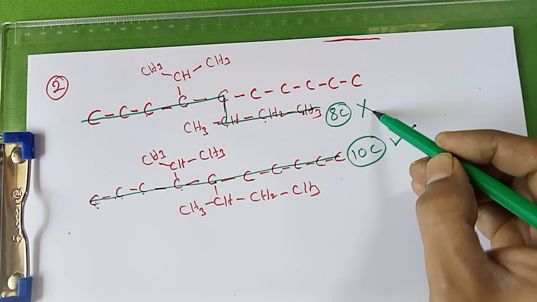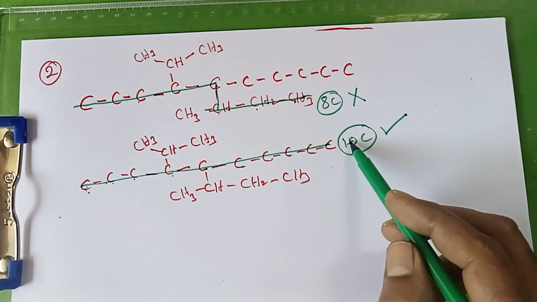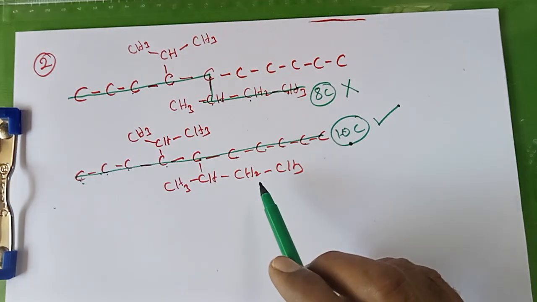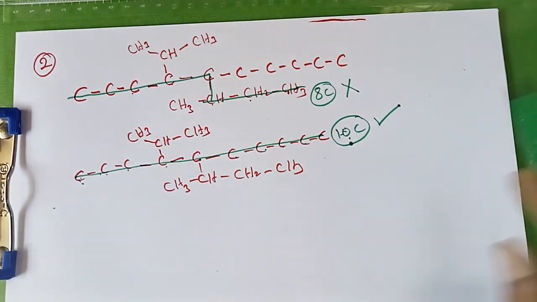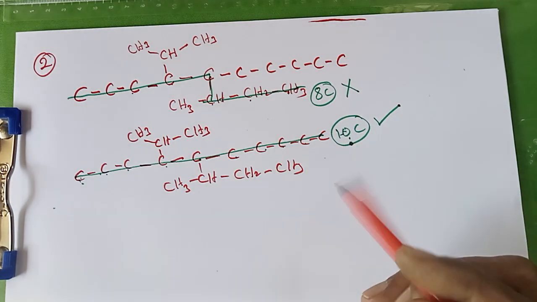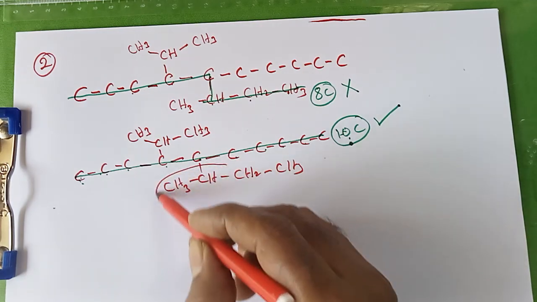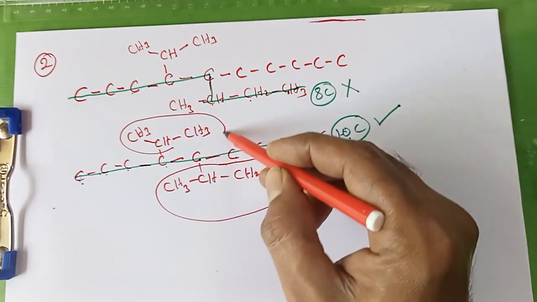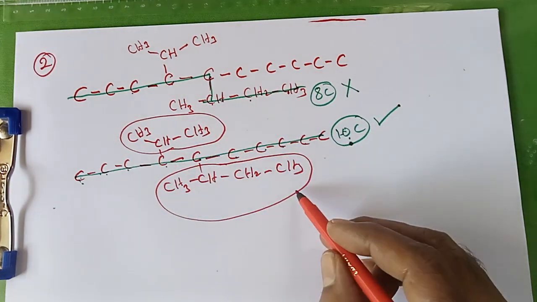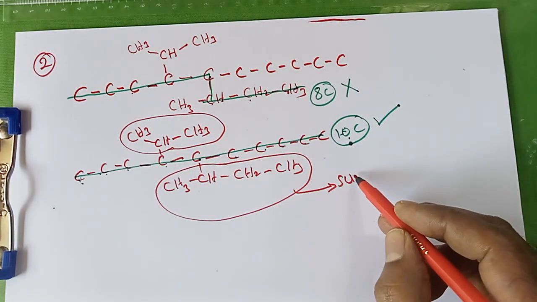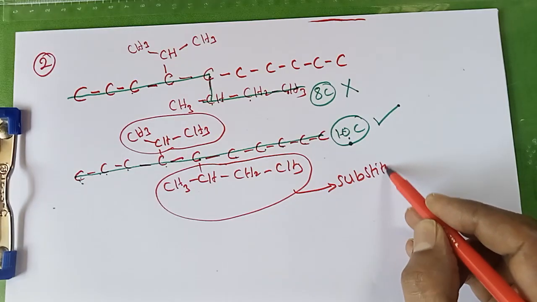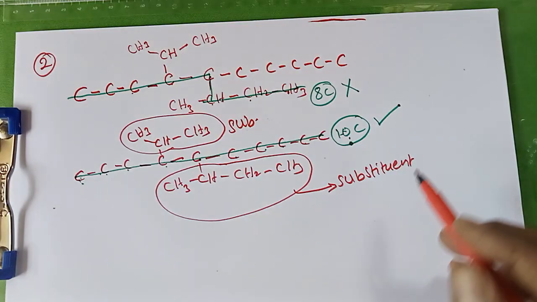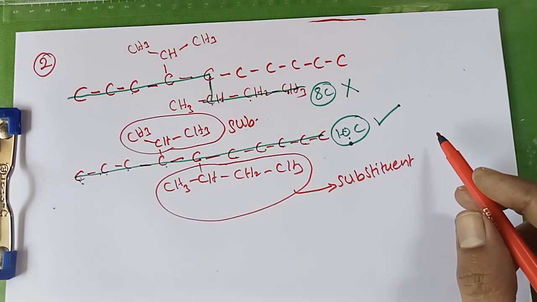This is not the parent chain, because in the other one there are 10 carbons. More carbons are present, so this parent chain is selected. Next, for the remaining, you can round up the branches, the substituents. This is one substituent. This is another substituent. And this is also a substituent. How many substituents? 2 substituents are present.